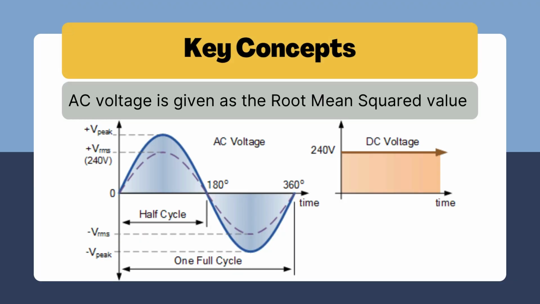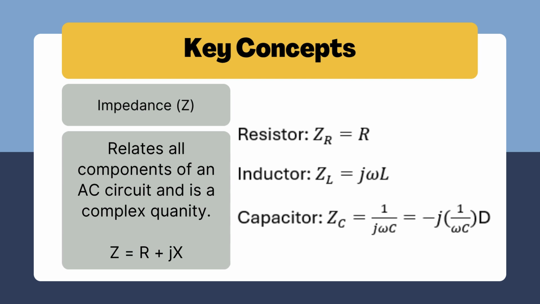When AC is the source of a circuit, the root mean squared value is used as the source voltage as a representative value of the power being provided to the circuit. Impedance Z is a complex quantity which can be related to resistors, inductors, and capacitors in both series and parallel, as seen by these equations.